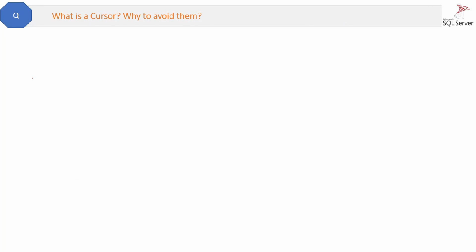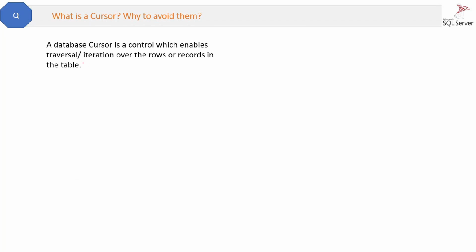What is a cursor? Why to avoid them? Let's see the definition. A database cursor is a control which enables iteration over the rows or records in the table. So if you have 100 rows in a table, with the help of a cursor you can iterate each row one by one. So that is the cursor.